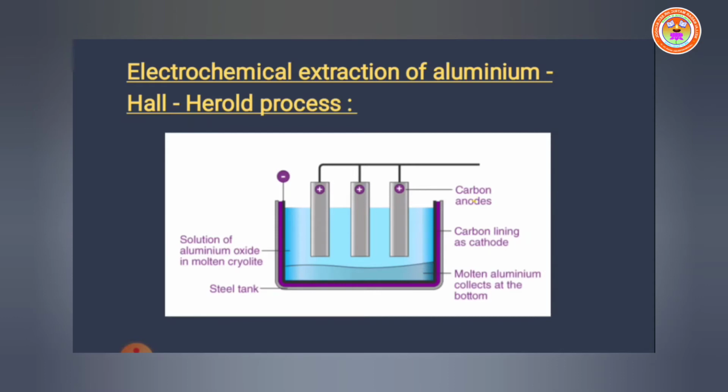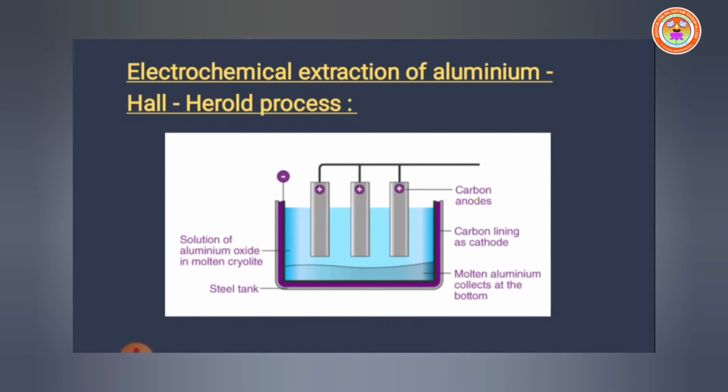Iron tank lined with carbon is the cathode. Then the carbon block acts as anode. Listen children, a number of carbon blocks are immersed in the electrolytic solution. The electrolytic solution is taken in the iron tank. The temperature of the electrolysis is maintained above 1270 Kelvin.